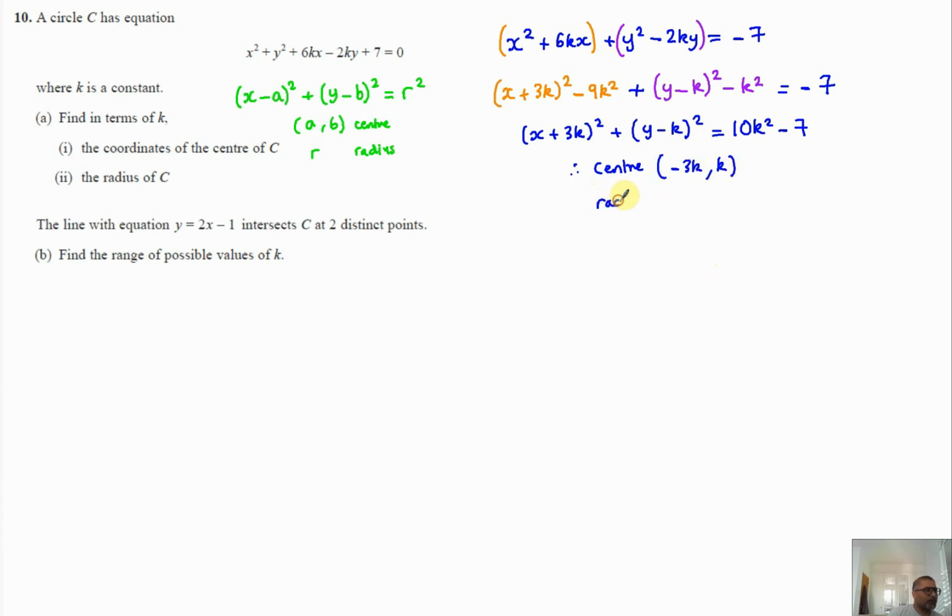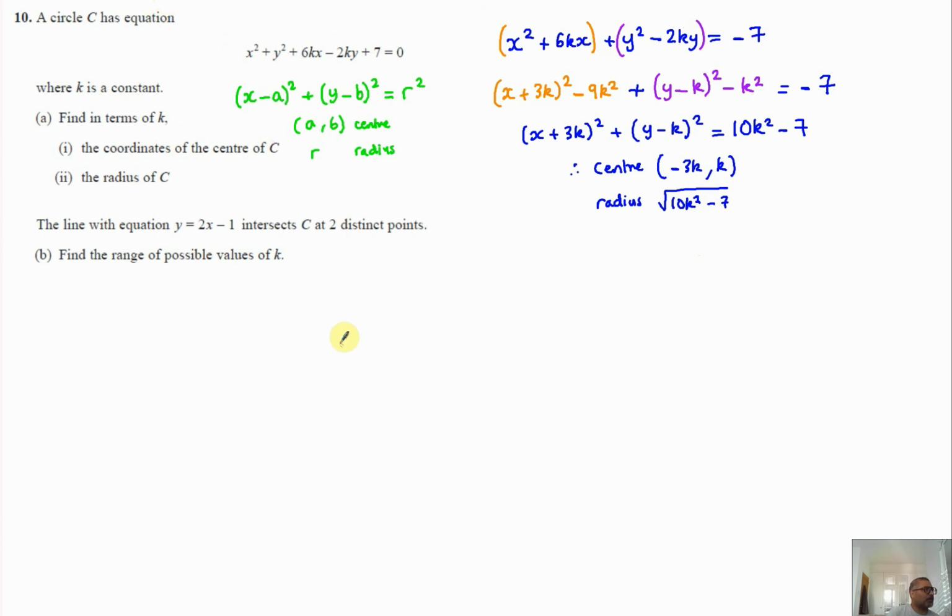My radius, and a common mistake here, people forget to do the square root part, because don't forget this tells us what r squared is, 10k squared minus 7, so r, the radius, will be the square root of 10k squared minus 7. And that completes part A, parts 1 and 2.